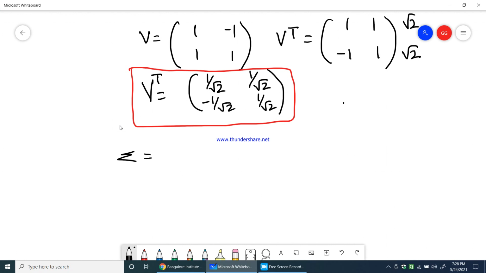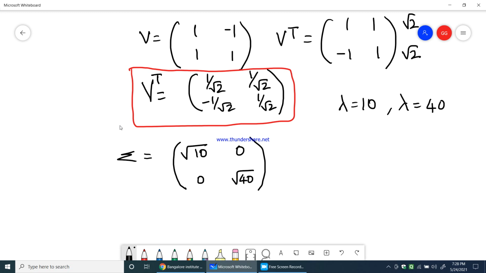Sigma is, we know the two roots lambda are 10 and 40. Normally you get the roots to be the same in both v and u. So sigma would be equal to square root of 10, 0, 0 and square root of 40. You can either solve it or you can keep just square root of 10 and square root of 40. So therefore the matrix A equals u into sigma into v transpose.